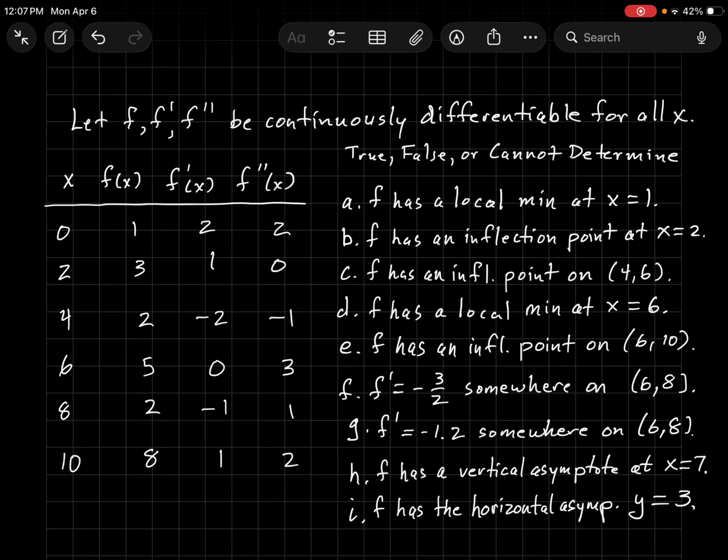So try this, turn the video off, and work out all the answers. Turn the video back on, and in just a bit I will scroll down and put the answers that I have for you. Do your answers match mine?